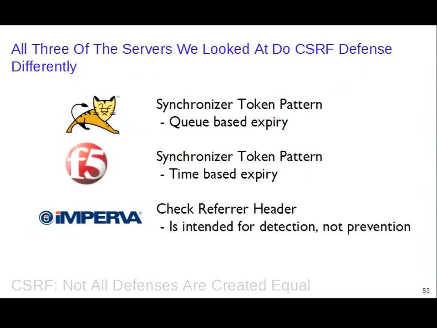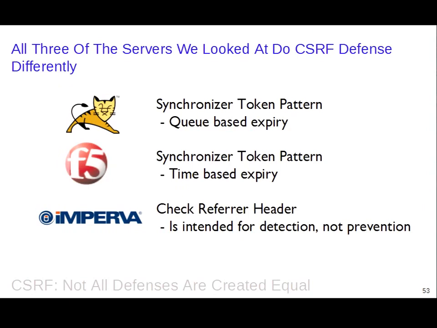All right, so the summary of this, and then I'll go to your questions. Tomcat: synchronizer token pattern with a queue-based expiry. F5's ASM: synchronizer token pattern with a time-based expiry. And Imperva is the only one of our group so far which checks the referrer header, largely used for detection. I haven't actually seen it done for prevention. All right, questions on these?